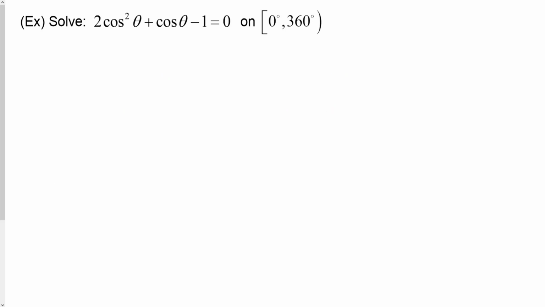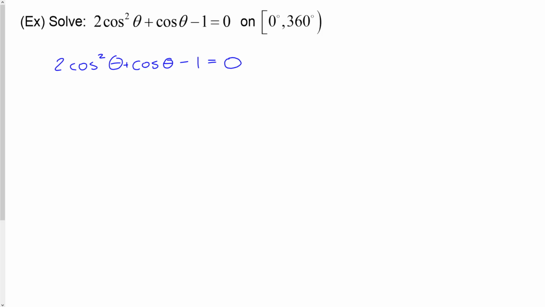Next up, solve 2 cosine squared theta plus cosine theta minus 1 equals 0 on the interval from 0 degrees to 360 degrees. So this is on the interval that's one full rotation of the unit circle, but the answer is going to be in degrees rather than in radians. To begin, notice that I have a quadratic. Oops, I need a plus there.